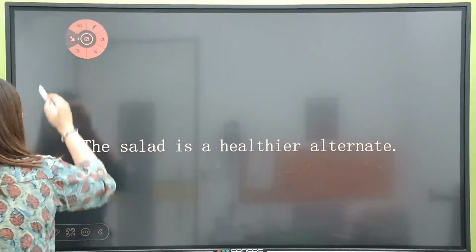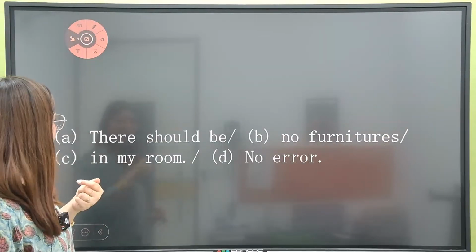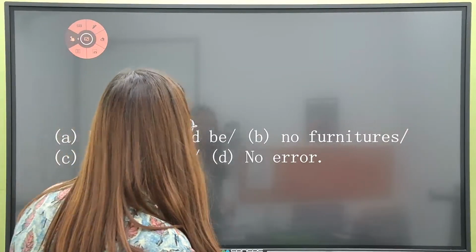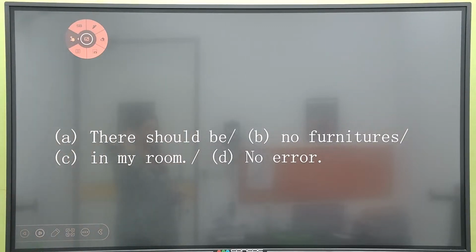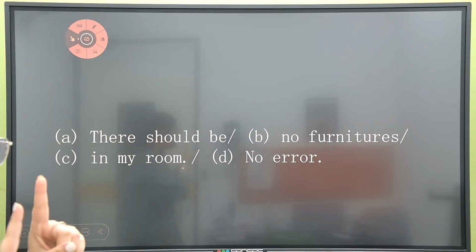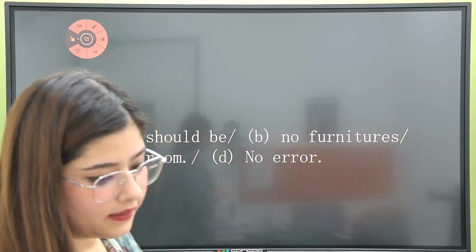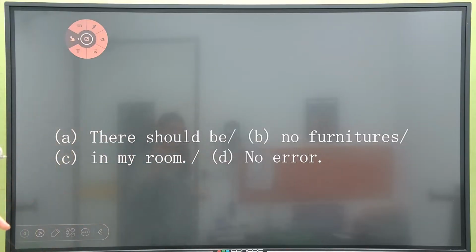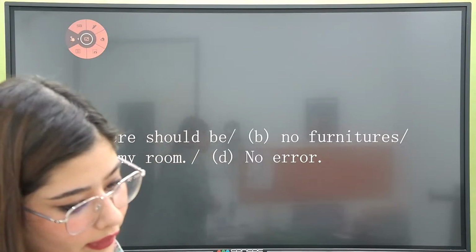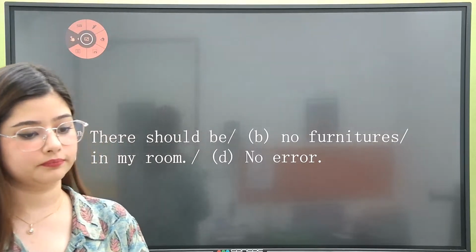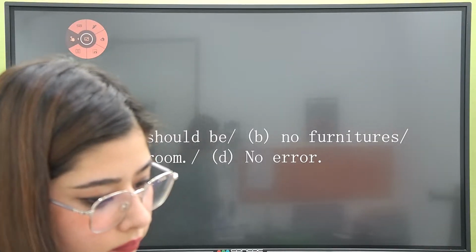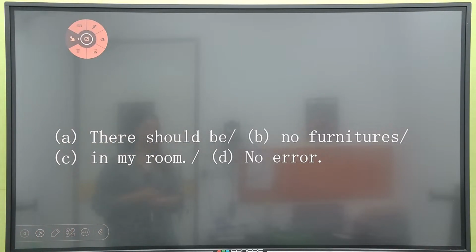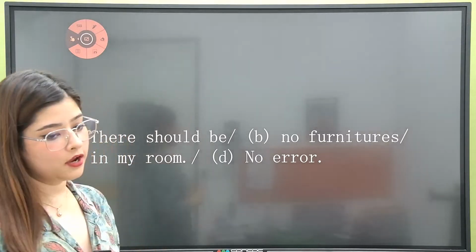Next, there should be no furnitures in my room. You have to identify the part of the sentence that has an error. A, B, C, or if there is no error, you can choose D as well.